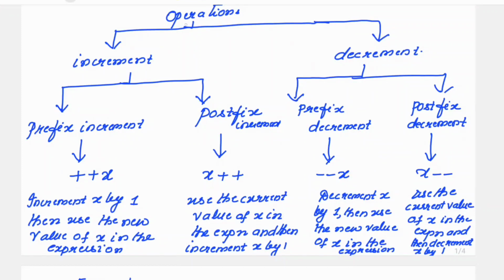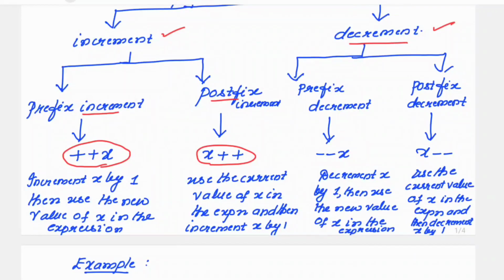First you start like this. We want to perform the operations. Which operations? Increment operation and decrement operation. Incrementing is by 1, and decrementing is also by 1. Increment by 1, decrement by 1. Then once again in increment we have the prefix increment and postfix increment. In prefix increment you are going to use this kind of symbol: first you write the plus plus symbol followed by the operand, and in postfix you write it this way, x plus plus.